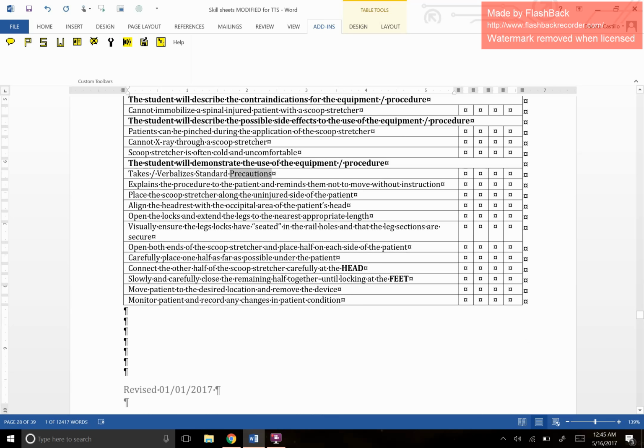Takes/verbalizes standard precautions. Explains the procedure to the patient and reminds them not to move without instruction. Place the scoop stretcher along the uninjured side of the patient. Align the headrest with the occipital area of the patient's head. Open the locks and extend the legs to the nearest appropriate length. Visually ensure the leg locks have seated in the rail holes and that the leg sections are secure.